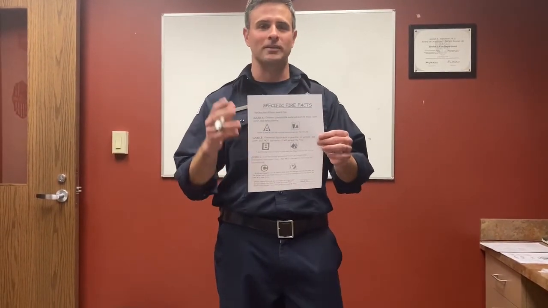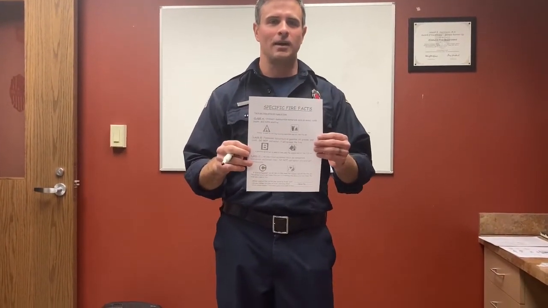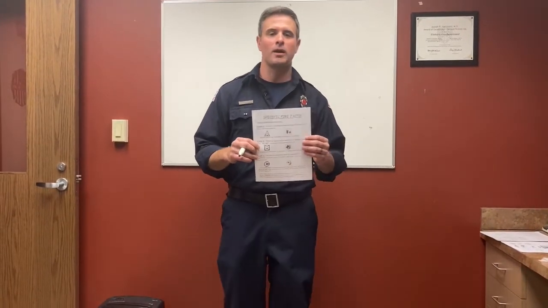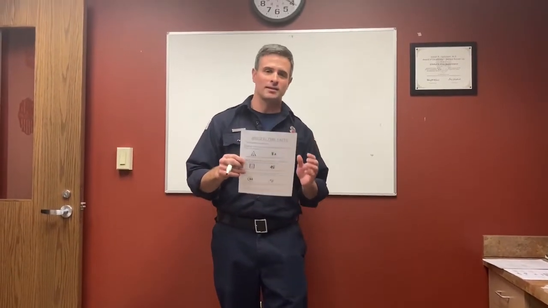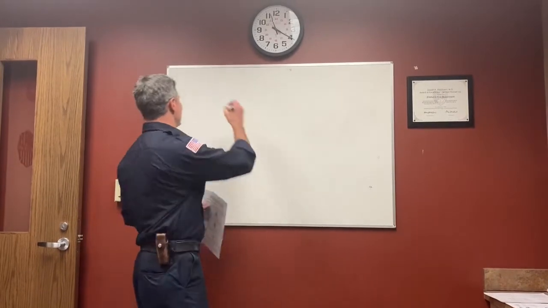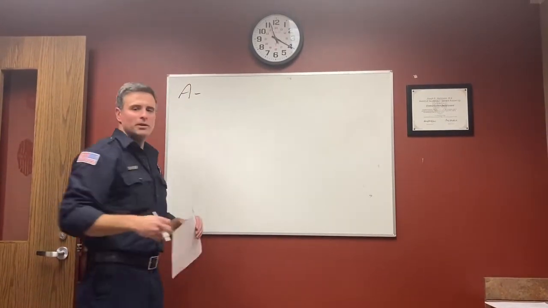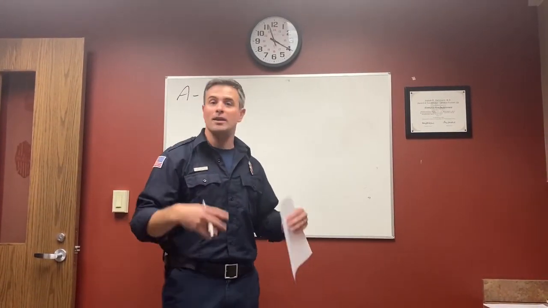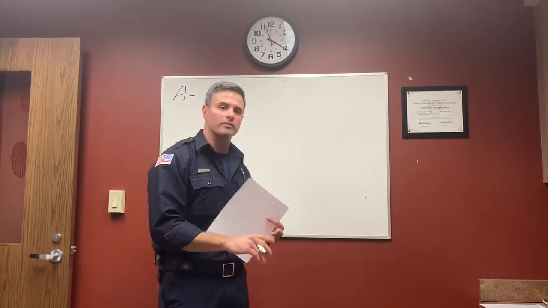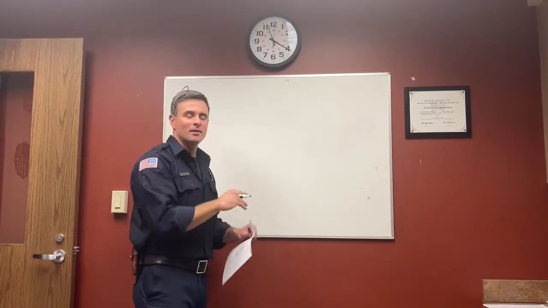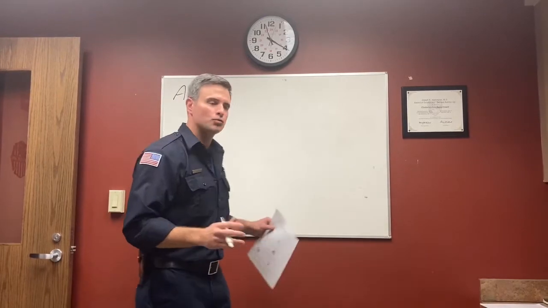You should all have a sheet that looks like this. We're going to talk about the different classes of fire today. And the three we're going to focus on in this curriculum are Class A, Class B, and Class C. Now, Class A fire, that's going to be your ordinary combustibles. Your woods, your plastics, your cloths. With a Class A fire, the easiest way to put it out is to use water.